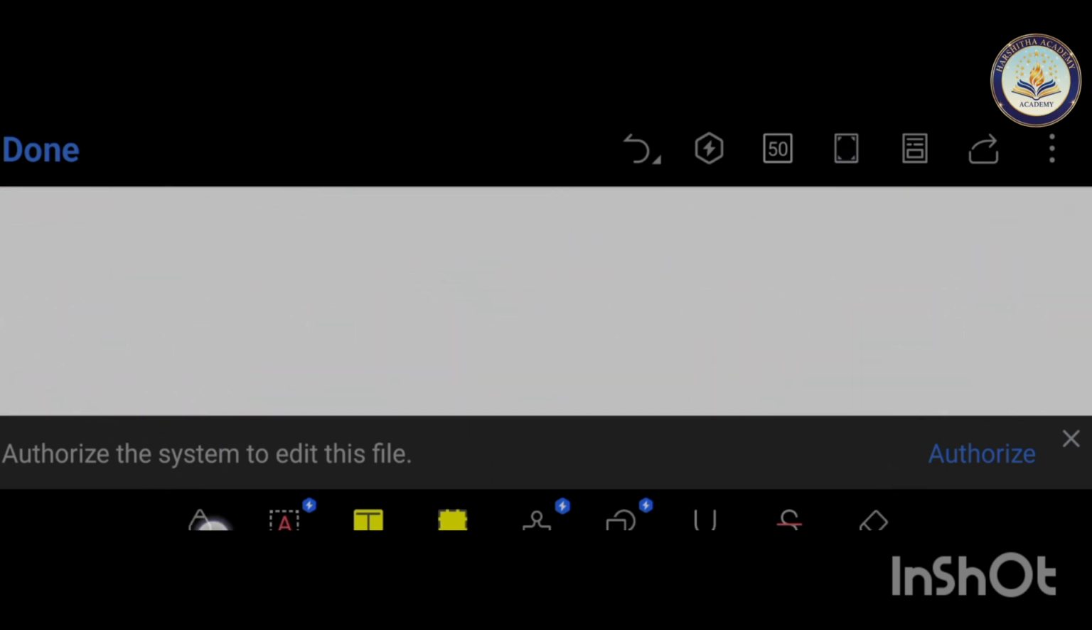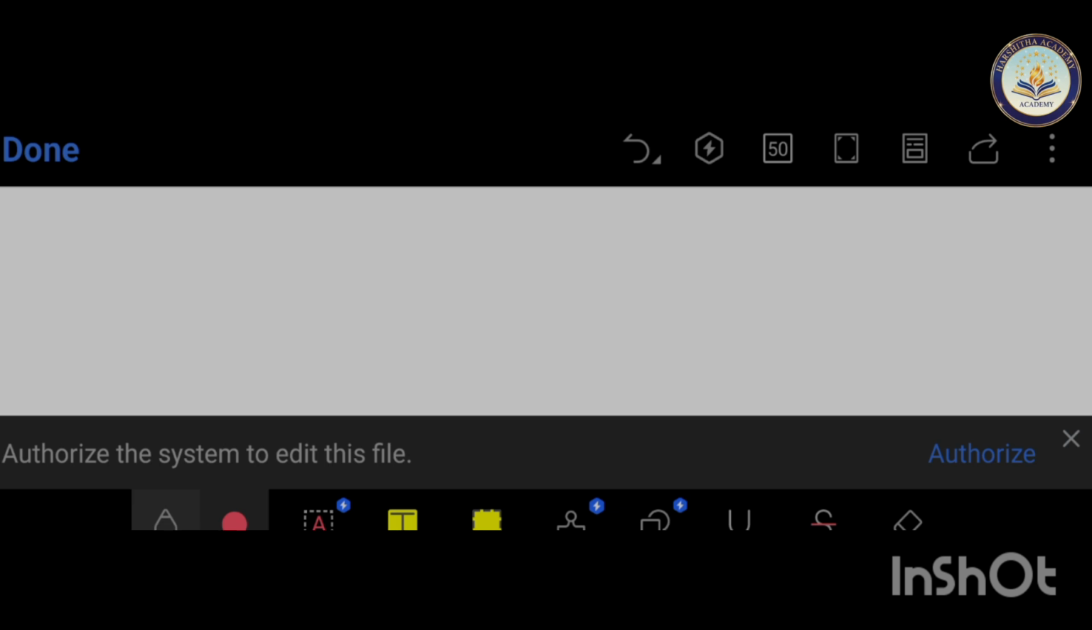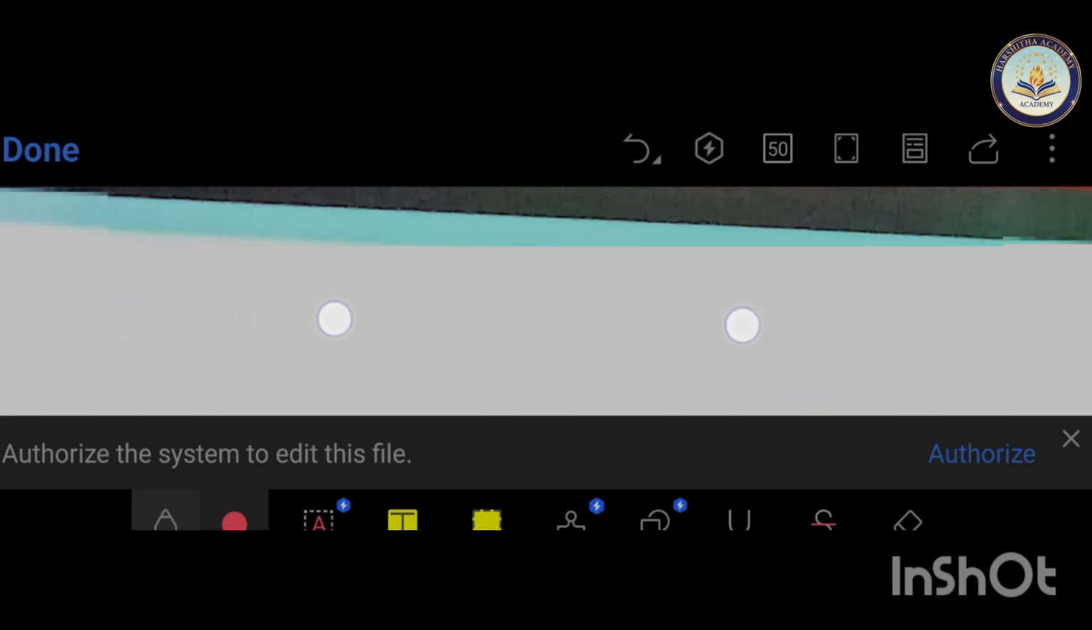What do you know about motion? Tell me what you know about motion. It is a simple basic thing which we learn here now. Okay, guys, let's start. What is motion? If a body changes its position according to the time.